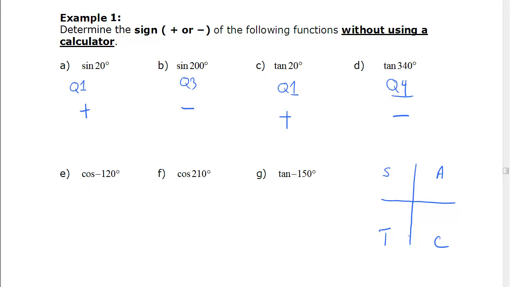Cosine of negative 120, well, remember, negative means we start and go backwards. So this would be negative 90, negative 180, so it's somewhere between those two, so it's in quadrant 3. And quadrant 3, we have tan is positive, so cosine is negative. 210, well, that's also quadrant 3, so we're still negative for cosine. Negative 150, that is also quadrant 3, but tan in quadrant 3 is positive.